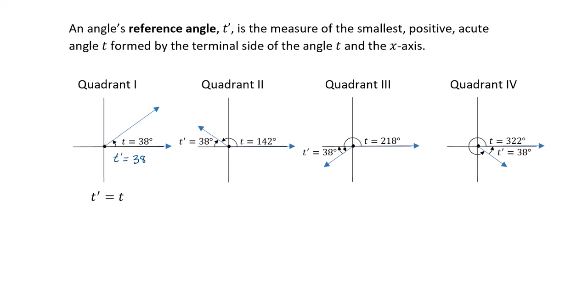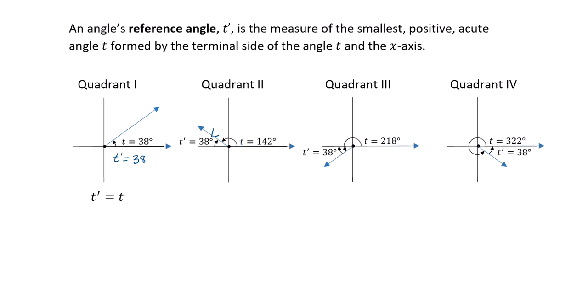And so it goes with all angles in the first quadrant. T prime is going to be the same as the angle T. In quadrant 2, let's say that I have 142 degrees.